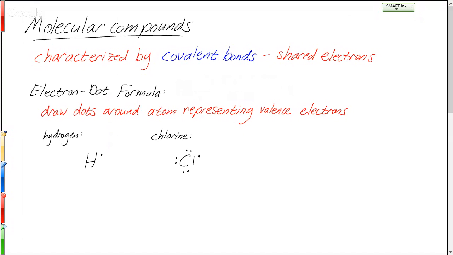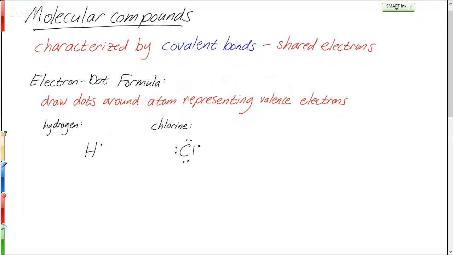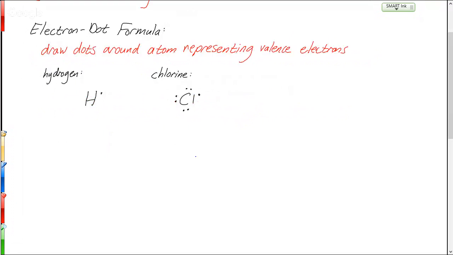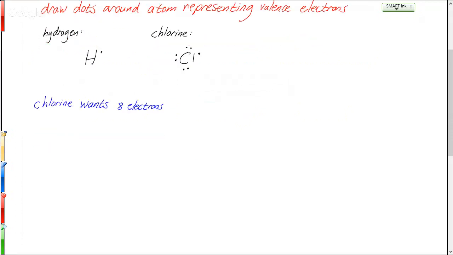Now, when we talked about ionic compounds, we would say, okay, chlorine can gain an electron and then become a -1 ion. But there's another way that chlorine can get the 8 electrons that it wants, and that's by making a covalent bond. So we can say chlorine wants 8 electrons. And one way that can happen is for 2 chlorine atoms to join together.